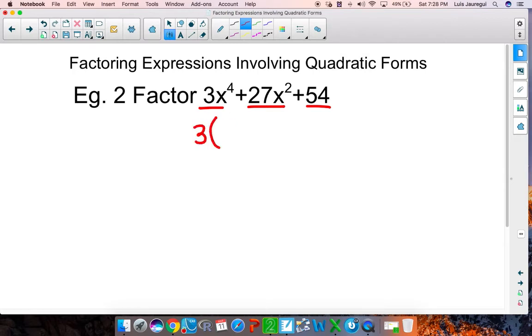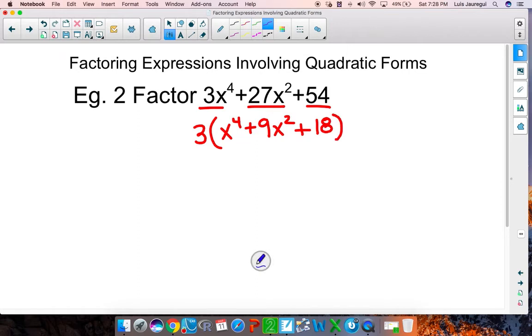So we're going to end up with 3 times x to the fourth plus 9x squared, because 9 times 3 gives you the 27, plus, in this case, we find what number multiplied by 3 gives us the 54. What number multiplied by 3 will give you the 54? That happens to be 18.